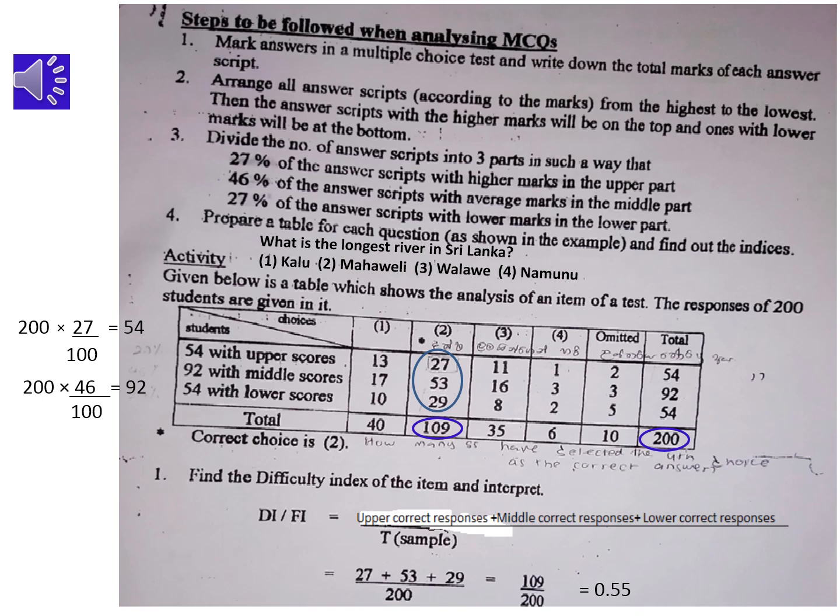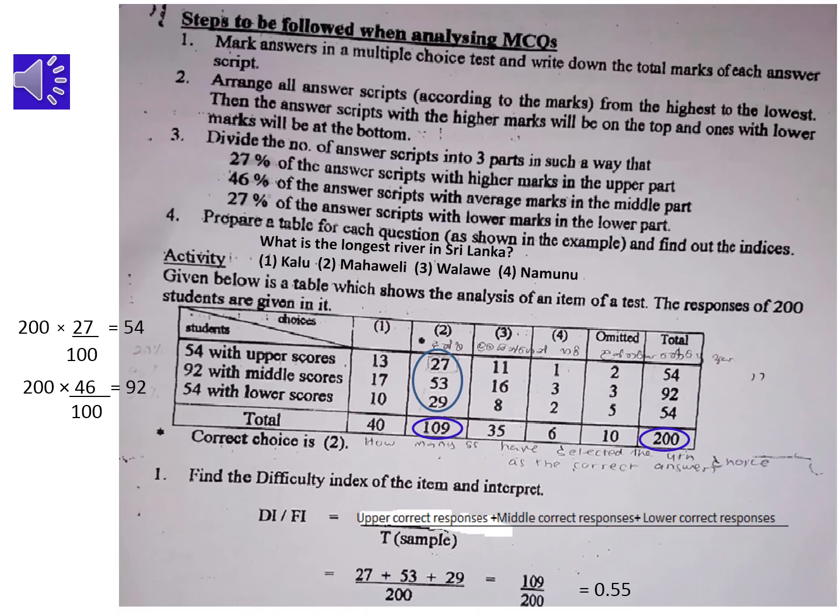So 54 papers of the clever students. Now here sometimes they will give you clever students or upper scores or above average. Then the middle one, average level, average students, middle scores, like that. Bottom one, lower scores, below the average, weaker students. Likewise, they will give. The idea is the same.